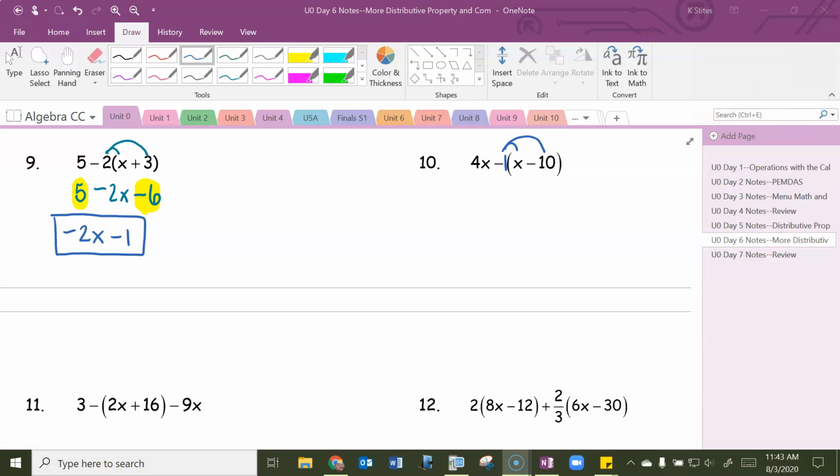Okay? Now, when we distribute a negative 1, it just changes the sign of the number. Negative 1 times x is negative 1x. Negative 1 times negative 10 is positive 10. Now bring down your 4x. Combine 4x minus 1x is 3x, and then you can just bring down your plus 10.